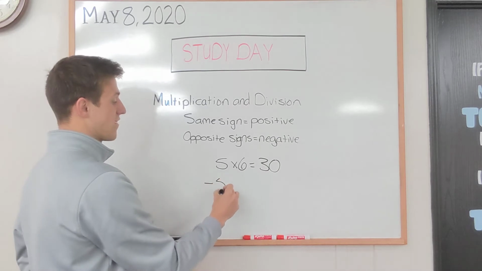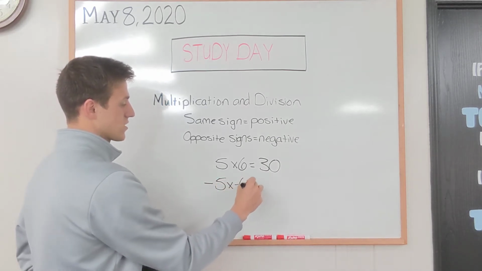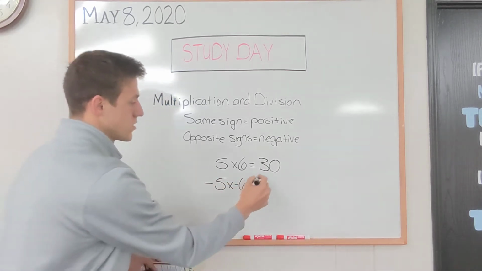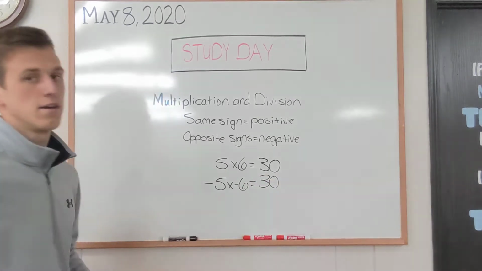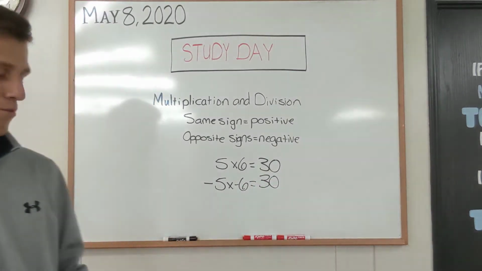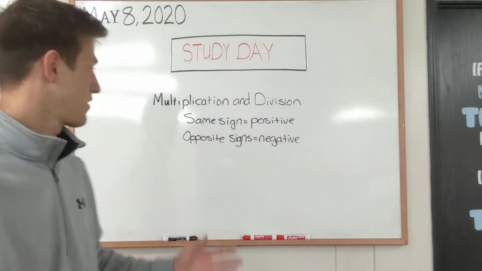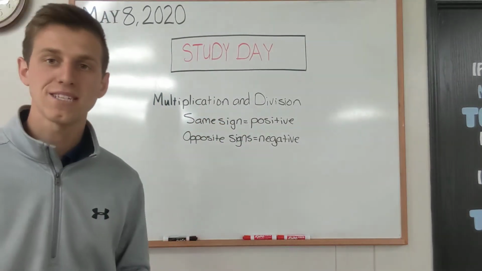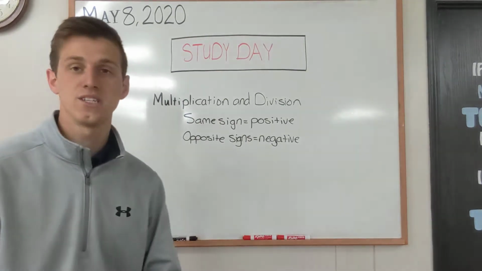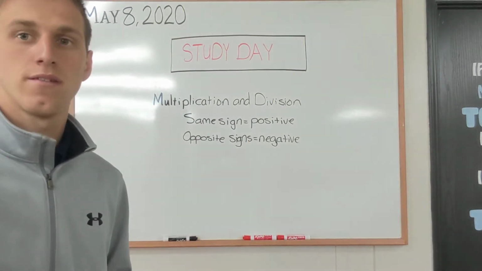If you have negative 5 times negative 6, notice we have the same signs, so our answer is going to be positive, all right? So remember, with multiplication and division, combining your integers, if you have same signs, it's going to be positive. If you have opposite signs, it's going to be negative, all right?